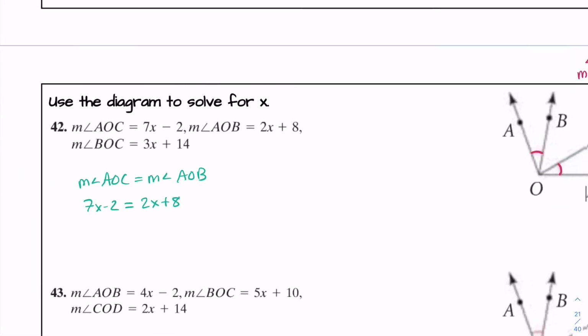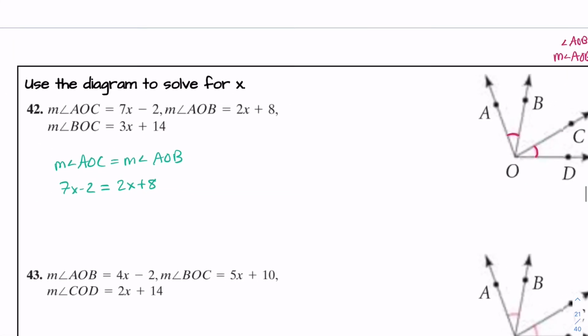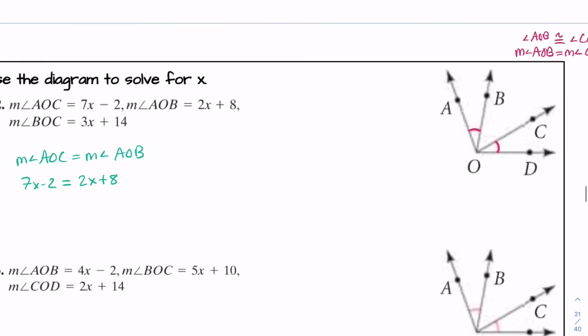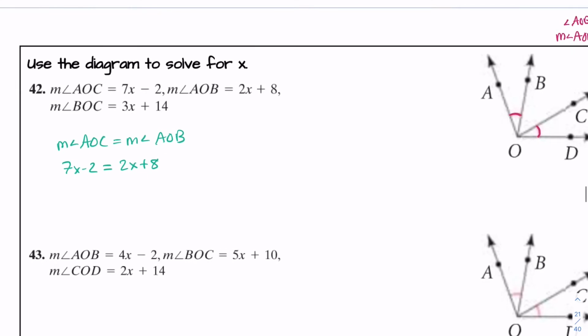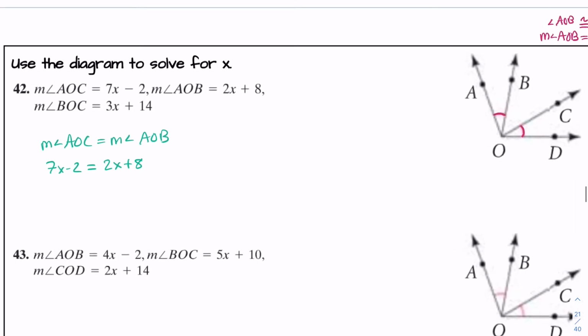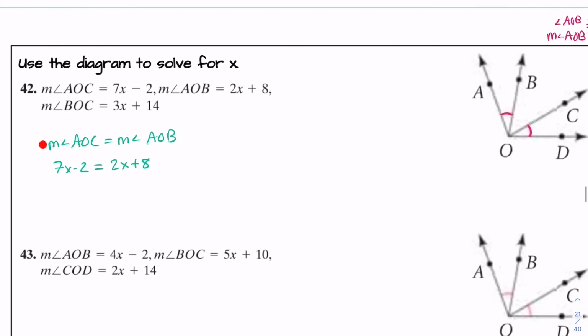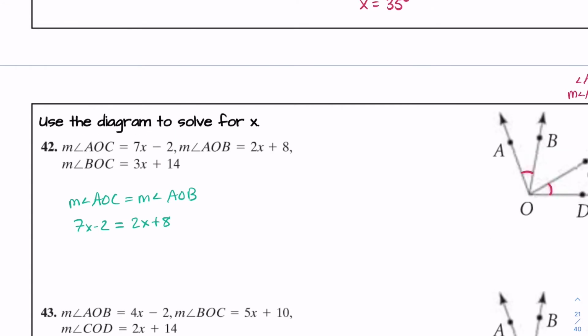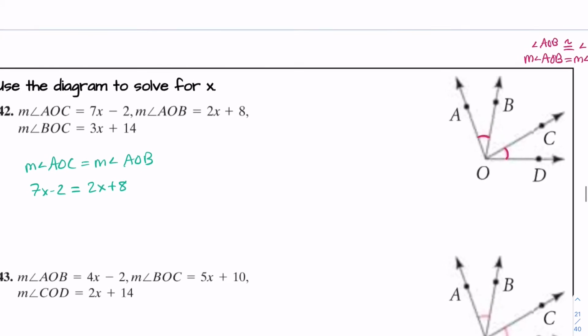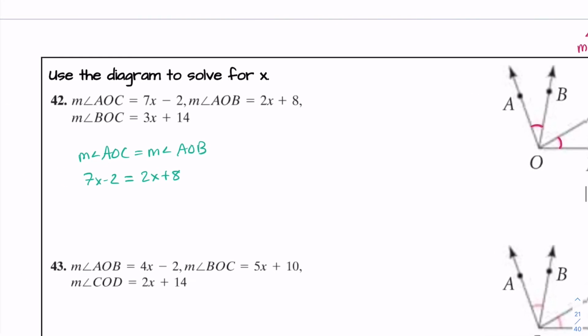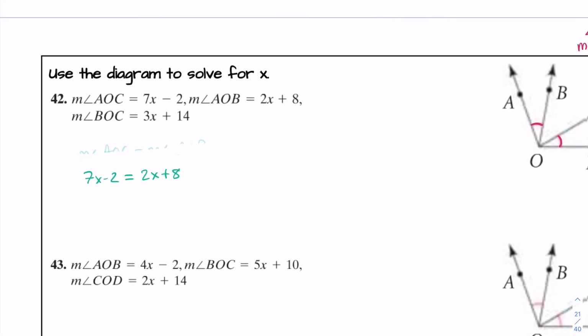Oh, you know what? Do I even need BOC? I actually don't need BOC. Wait, AOC, AOB, I'm looking at the wrong angles here. Okay, good. I'm glad I didn't keep going further. Let me erase this. What am I given? I'm given AOB, I'm given AOC. Okay, my apologies. I'm erasing this.